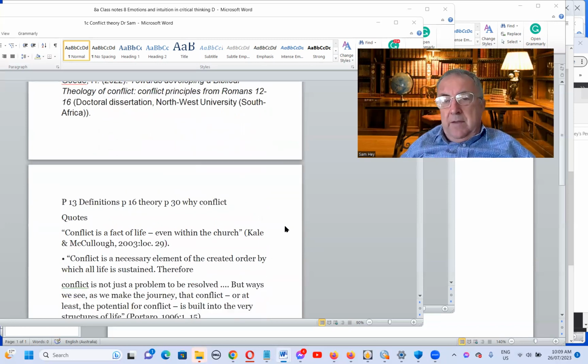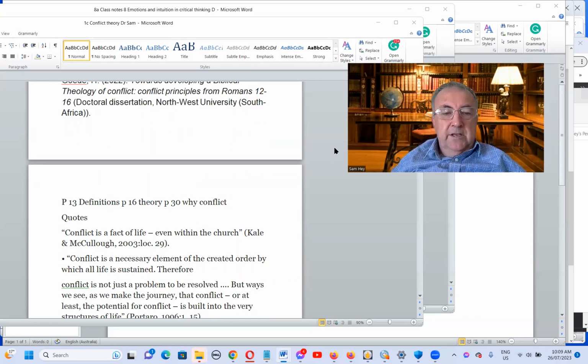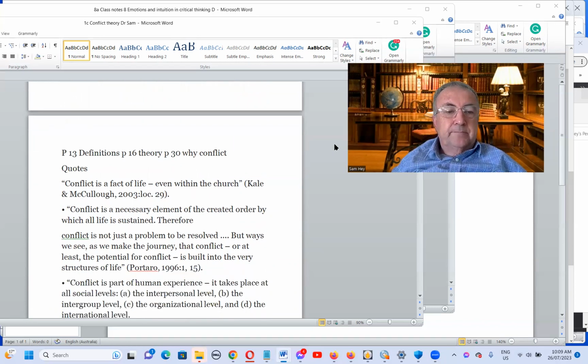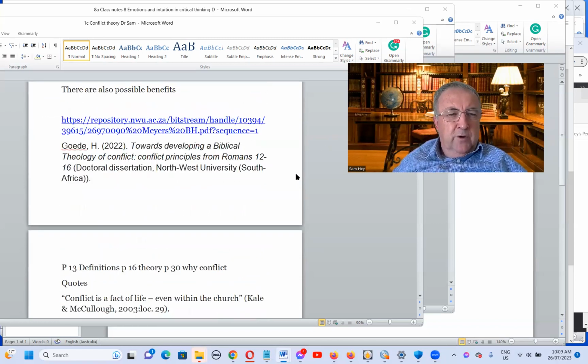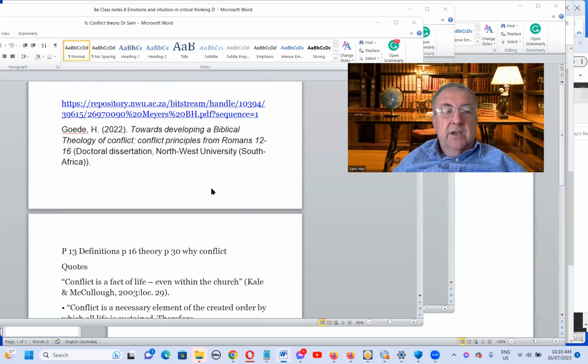There's also a number of benefits that we can see in the ways in which conflict is viewed and understood. And if we look at various resources, such as Gould's work toward developing a biblical theology of conflict, where he looks at Romans 12 to 16 in his doctoral dissertation, we see that he points to some of the values of dealing with conflict well from a biblical perspective, and you may find this helpful.